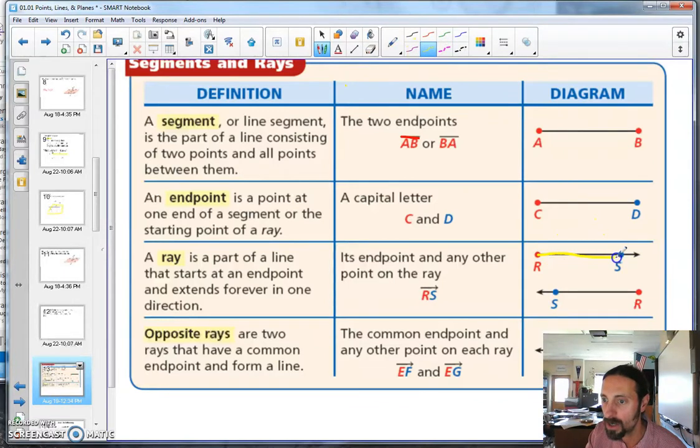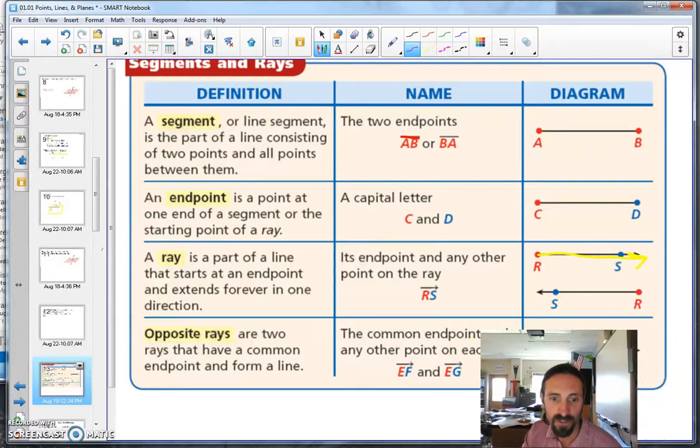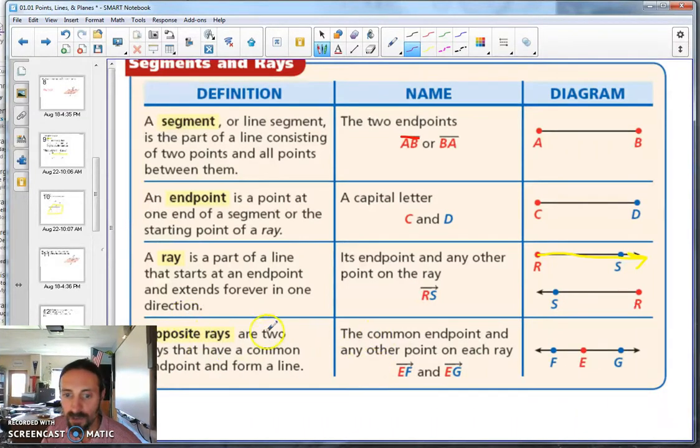So it goes from R through S and all points beyond. And SR is the same description, but it goes in a different direction. And finally here, I think my picture is going to get in the way. Let's see if I can just get my face out of the way. That's better. Opposite rays are 2 rays that have a common endpoint and form a line. So point E is the endpoint. One ray goes EF, like this. And the other ray goes EG, like that.